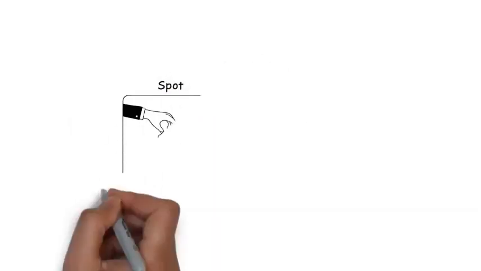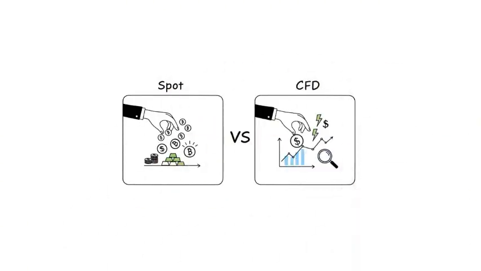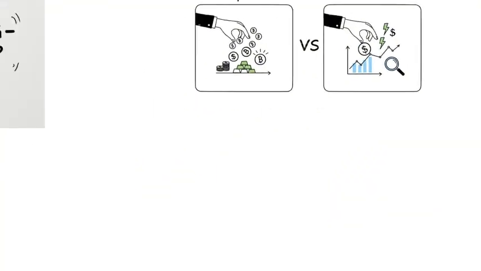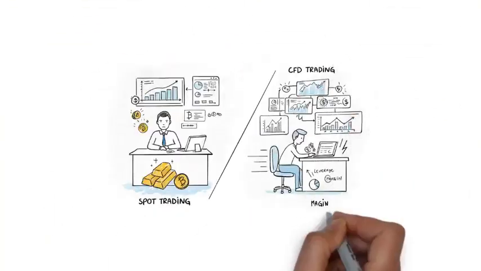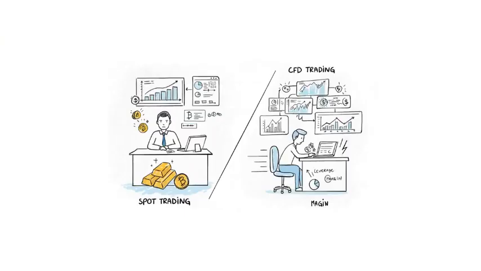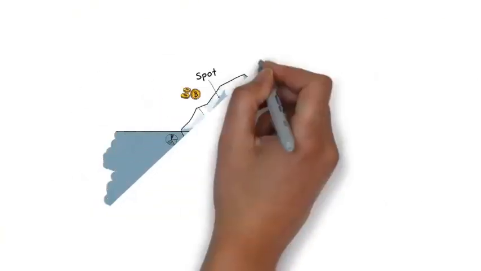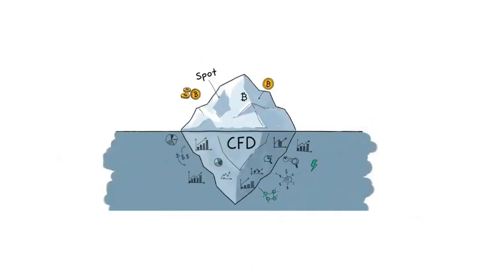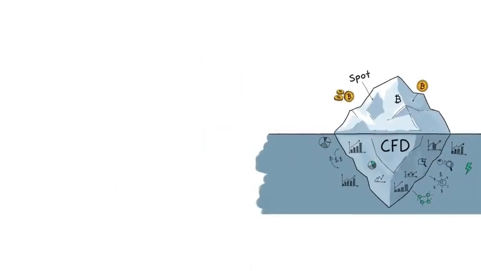In trading, you'll often come across two common options: spot and CFD. Let's peek inside and see how they work. Two styles, two approaches. Whether you're buying real assets or trading price differences, spot trading is what you see and own. CFD trading is more about what lies beneath: movement, speculation, and strategy.